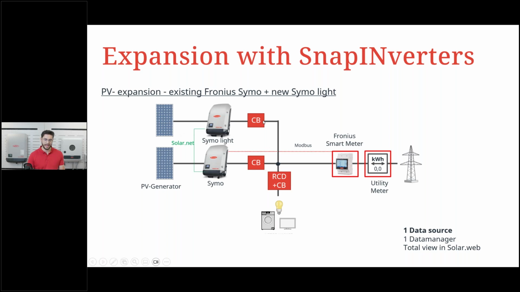We simply add the AC side and connect it in parallel and have one data manager on the existing SnapInverter, as we can read down below, and we have a total production view on SolarWeb, because the value of the light version is transferred to the data manager of the first one. They are added up and sent to SolarWeb. So we can stick with one smart meter and only need to add the solar net cable, basically. So this would probably be one of the easiest ways to extend your system, of course.